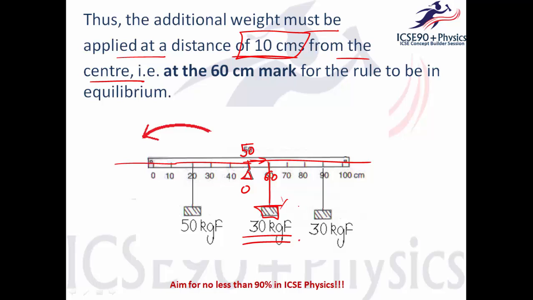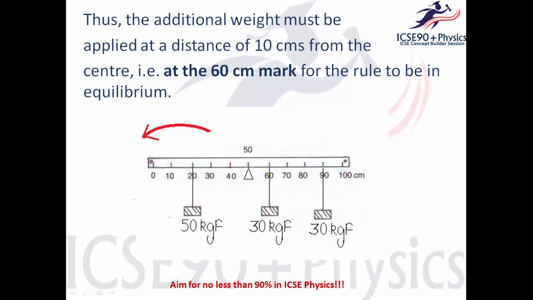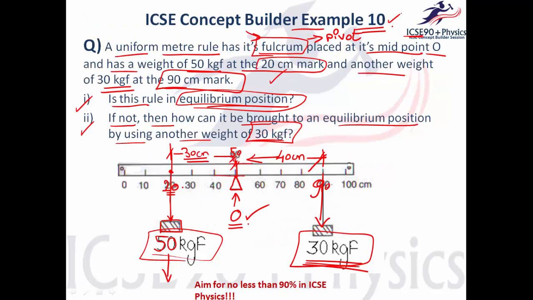If we remove either one of these weights, the rule would again be inclined in an anti-clockwise direction, as the moment due to this force of 50 kgf becomes greater in this case, right? So after adding this weight of 30 kgf at the 60 centimeter mark, the rule comes back to the equilibrium position. So that answers the 10th ICSE concept builder example. A very important numerical: always remember that we need to add additional weights in the case of a meter rule if at all it is getting inclined to any one direction like so.